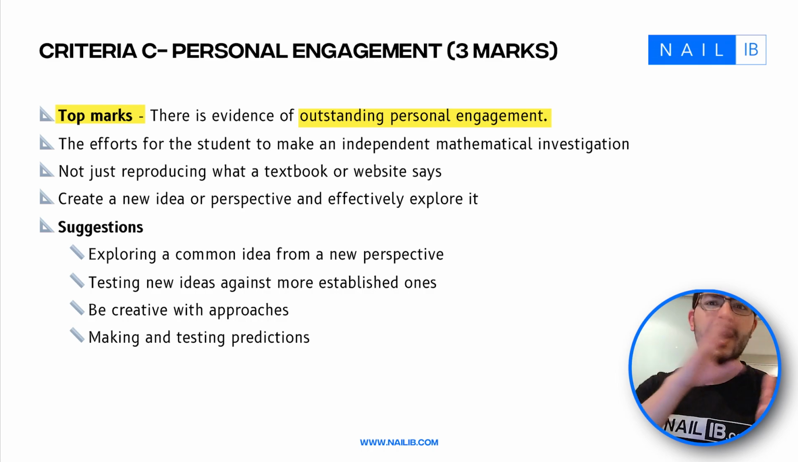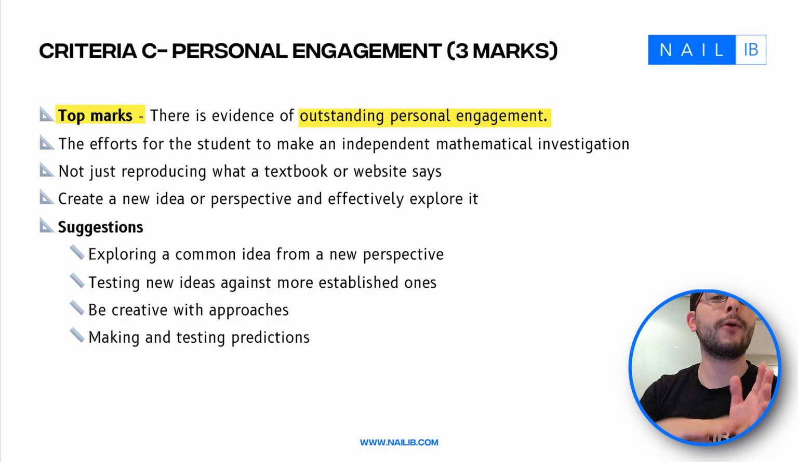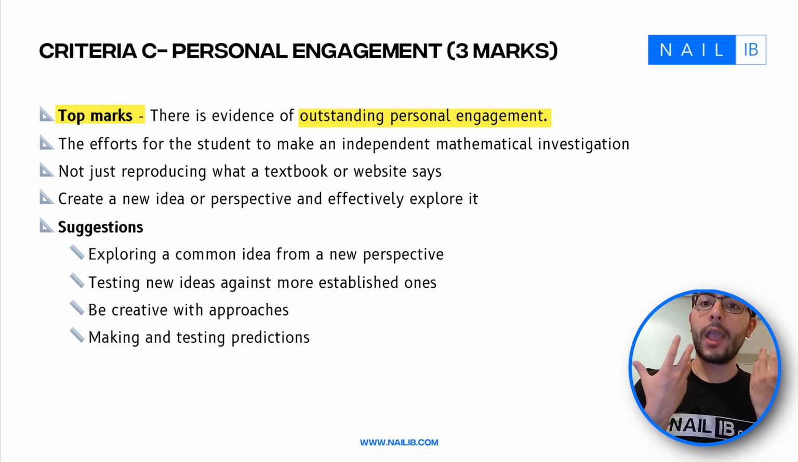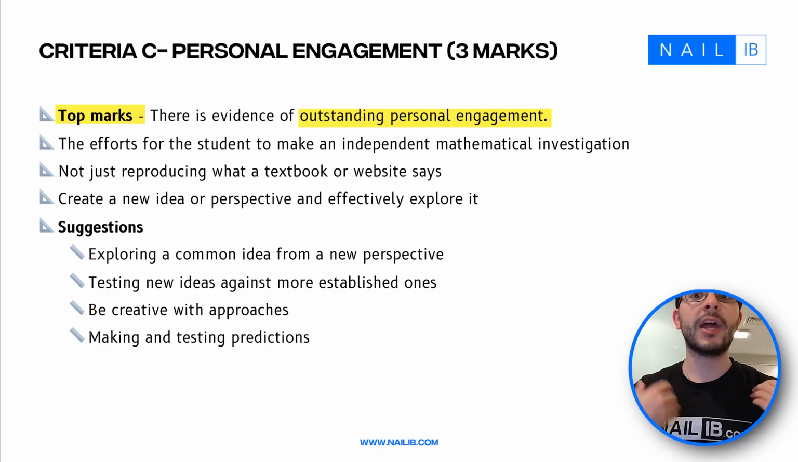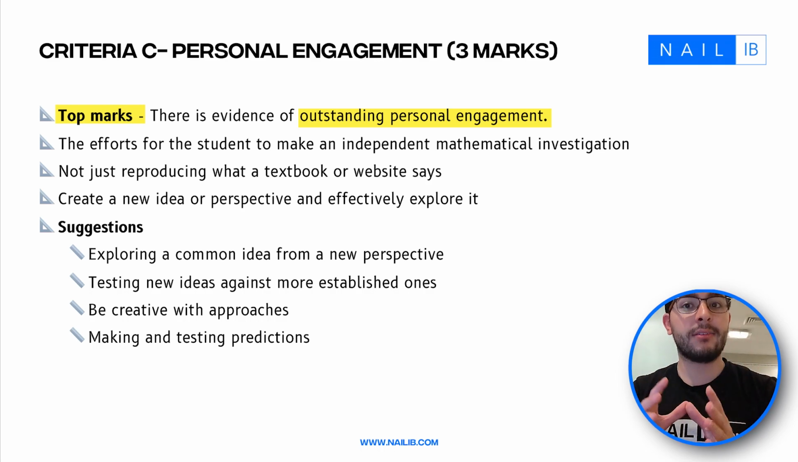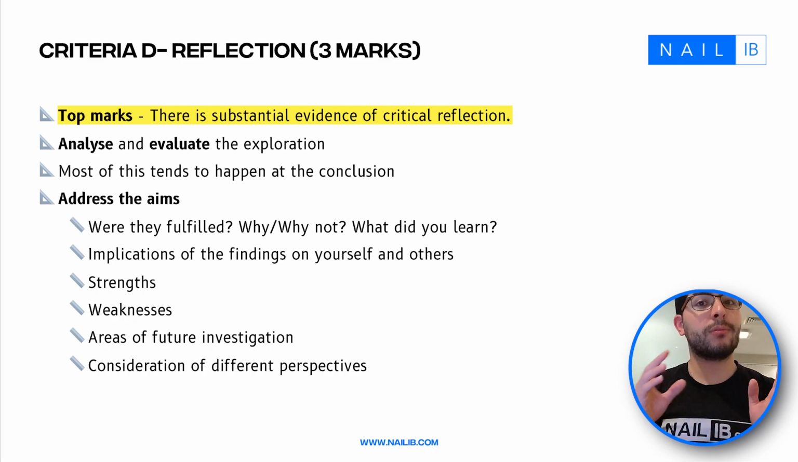If I made a model of that, then maybe I could try to test it out by recording myself or testing out how successful I am in each of those things. If you do that, it shows that you are trying to bring stuff yourself to the table. If I recorded myself throwing basketballs into a hoop or trying to ski down a slope, that is personal engagement, because it's clear I am doing stuff practically myself that is enhancing the value of this investigation. So that is personal engagement. The next one is reflection. Now, to get top marks for this, you need to have substantial evidence of critical reflection.